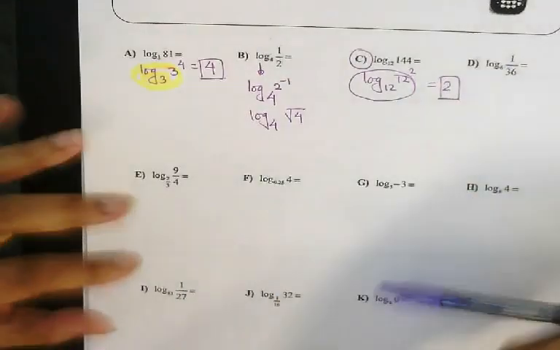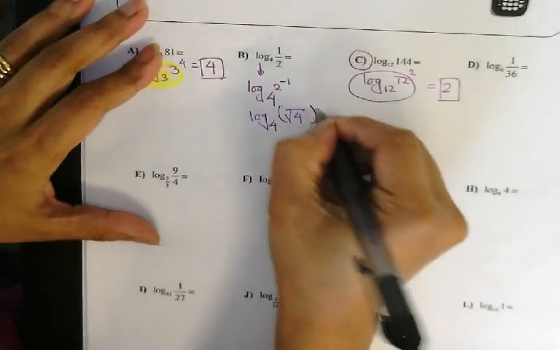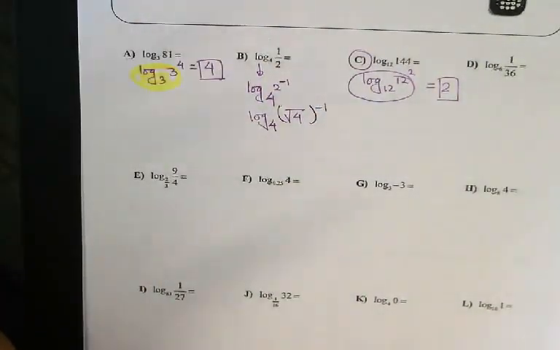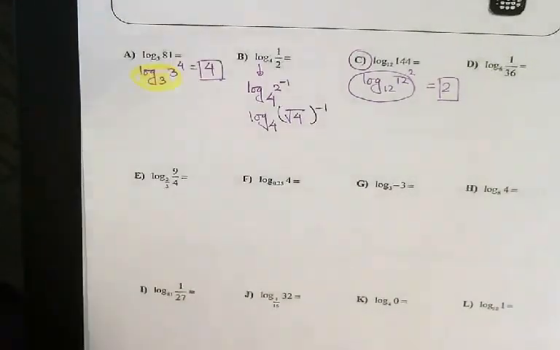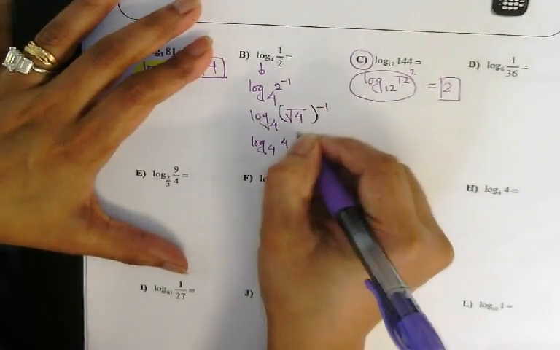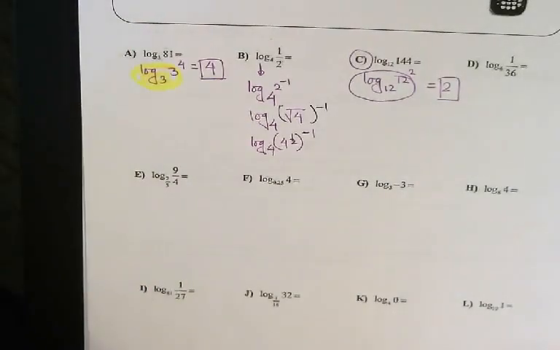Don't forget, on the top you have a power -1. This power will carry over. This is the place where most of you do it wrong, you forget that you are going to carry over the power. Now tell me, what is the power for square root? 1/2. So it's going to be log 4 to the power 1/2. On the top I have a -1. Everybody good up to here? Give me a thumbs up, please.